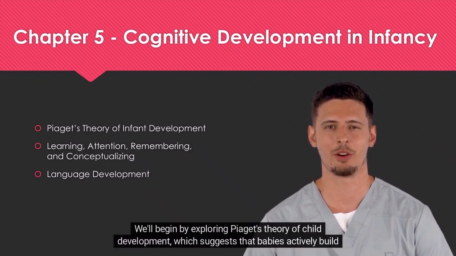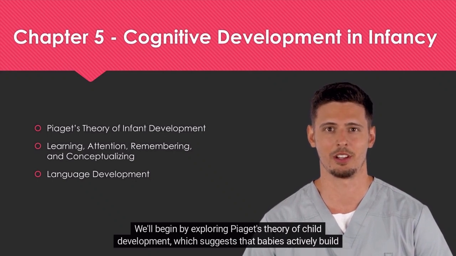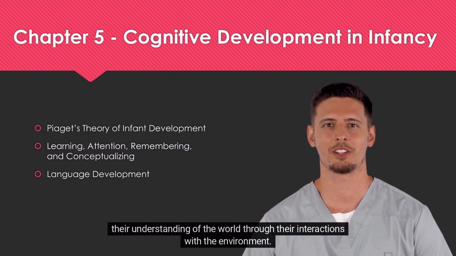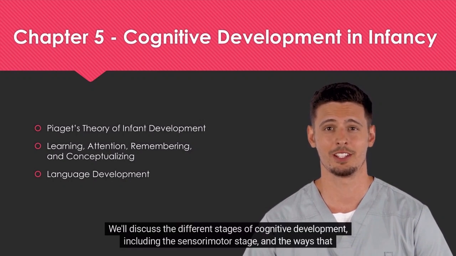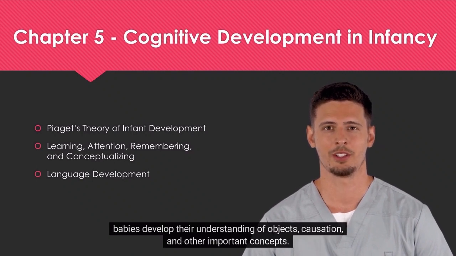We'll begin by exploring Piaget's theory of child development, which suggests that babies actively build their understanding of the world through their interactions with the environment. We'll discuss the different stages of cognitive development, including the sensorimotor stage, and the ways that babies develop their understanding of objects, causation, and other important concepts.